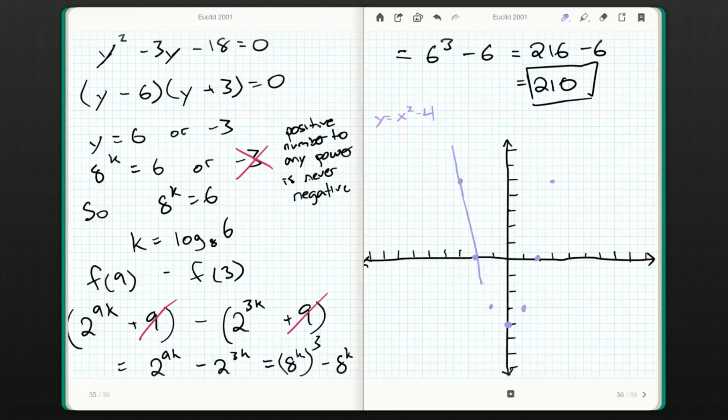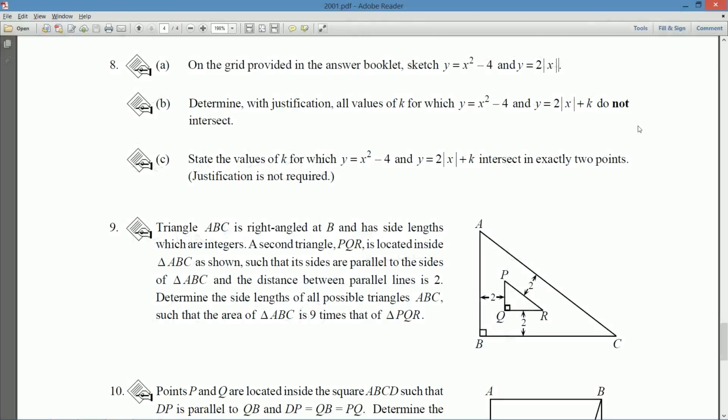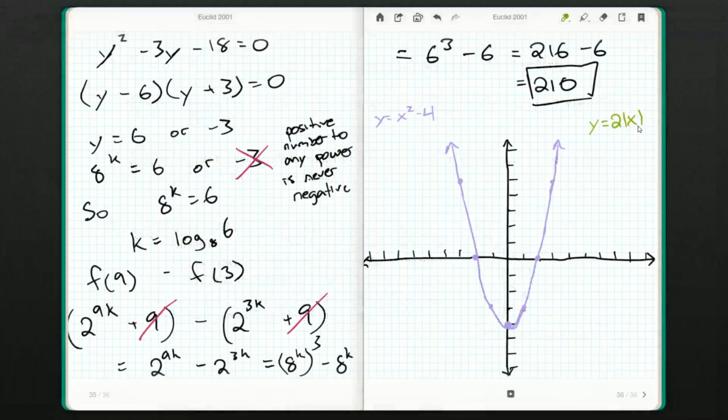So now it's time to play connect the points, but we know it's a parabola, so it's going to be kind of curvy. And I'll put little arrows at the end to show that, yes, this still keeps going. Alright, and then I'll use the green for our other equation, y equals 2 absolute value of x. There wasn't a constant term, right? No, just 2 times the absolute value of x.